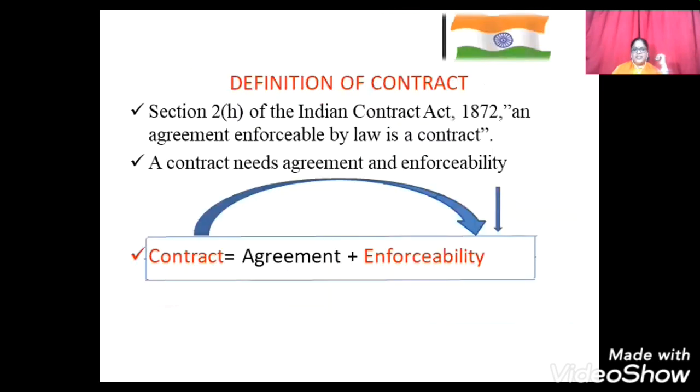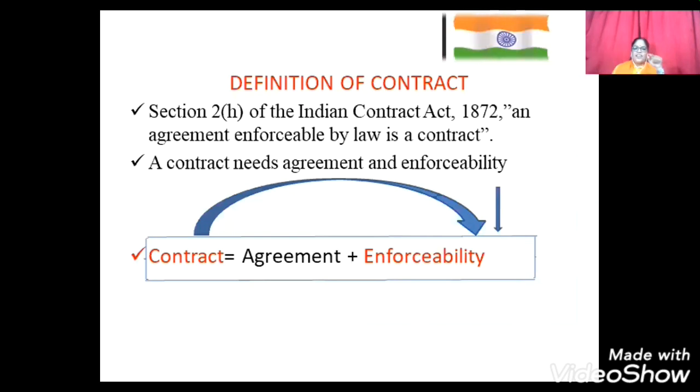The next slide. Definition of contract. Right. I have to explain to you what is agreement and what is enforceability in order to make a contract. It is visible here now. So, definition of contract. The definition of contract is given in Section 2, clause (h) of the Indian Contract Act, 1872 as: an agreement enforceable by law is a contract.